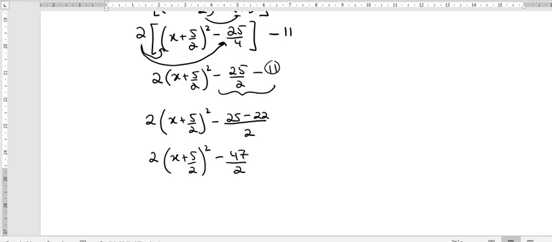From here, if someone asked me for the vertex, I would just take this and this. These are my coordinates. Remember to change the sign of your x, so that becomes minus 5 over 2, minus 47 over 2. And that's completing the square.